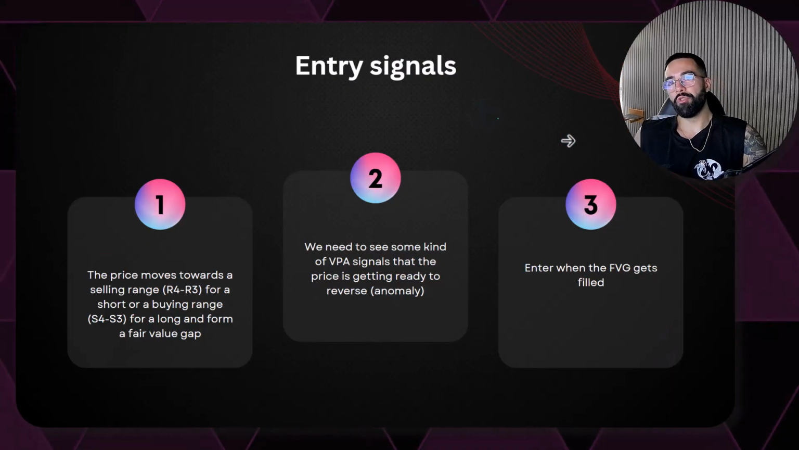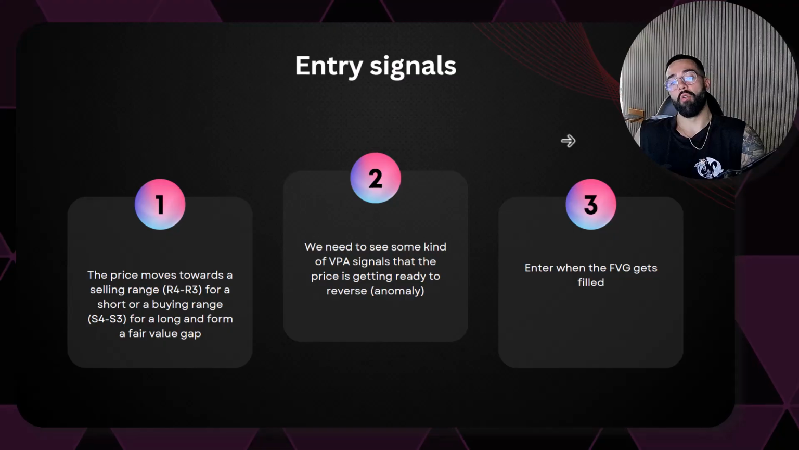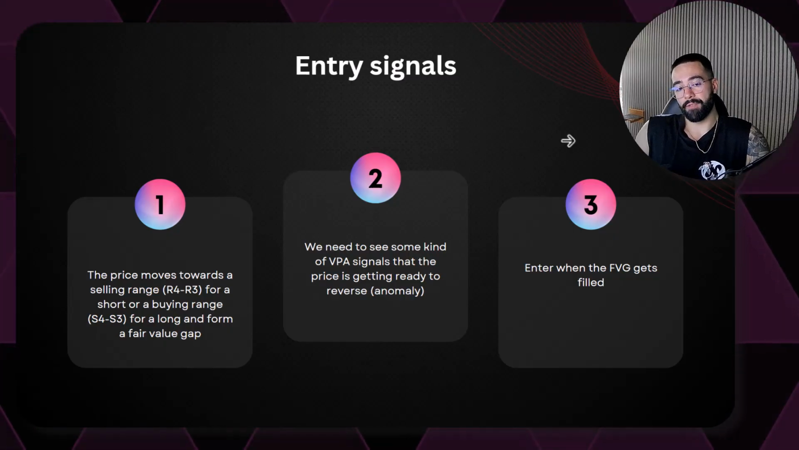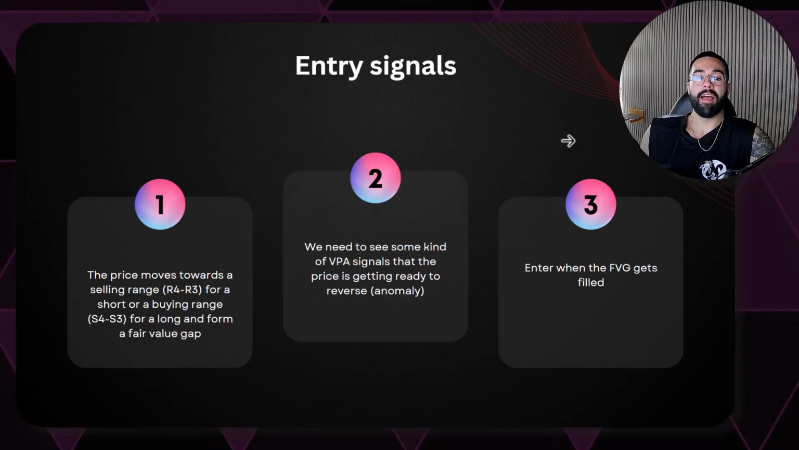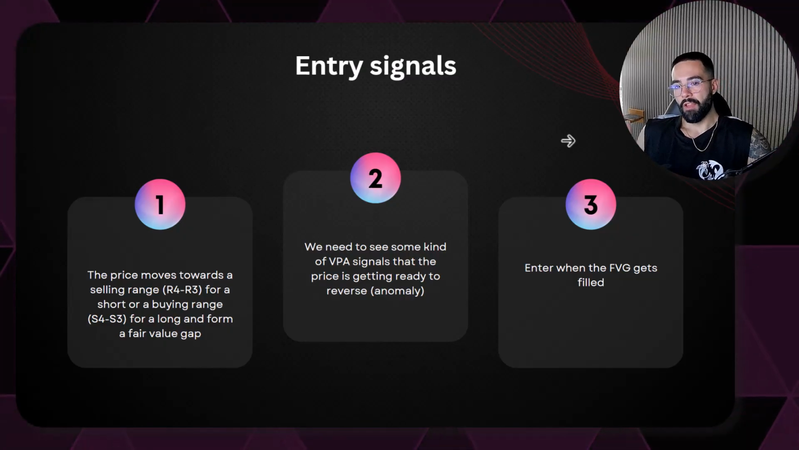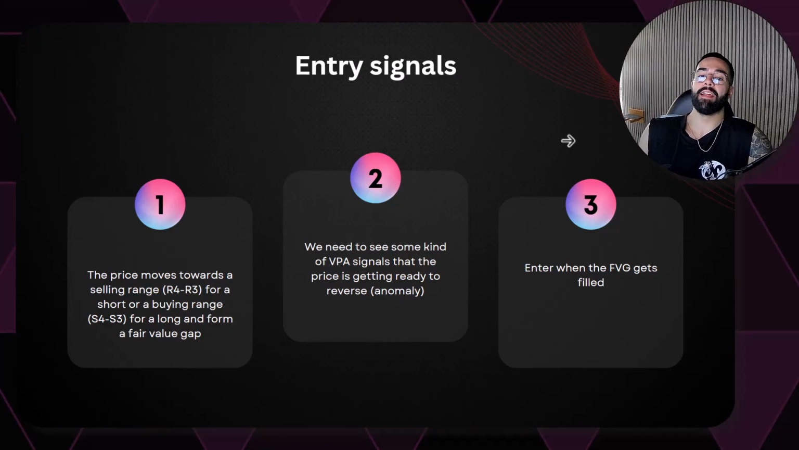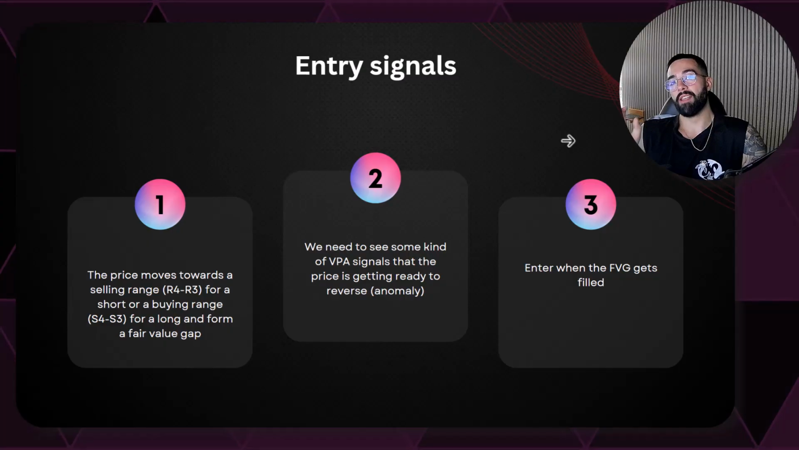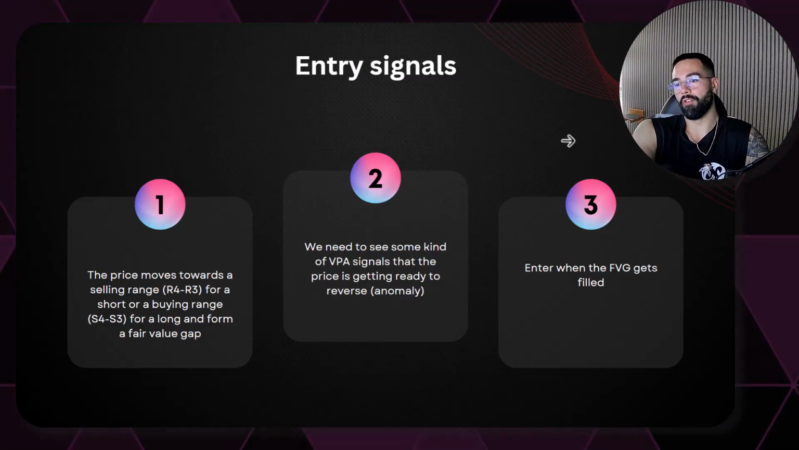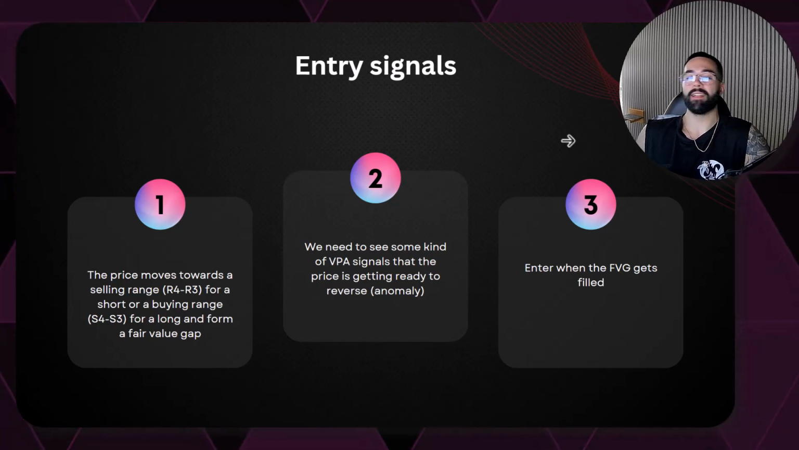So the entry signals I'm looking for. Step number one, the price moves towards a selling range, R4 and R3 for a short, or a buying range, S4, S3 for a long, and then forms a fair value gap at that specific level. Number two, I need to see some kind of VPA signal that the price is getting ready to reverse. So like we saw, an anomaly towards the range where I'm interested in going short or long. And then the last step, I will enter when the fair value gap gets filled.